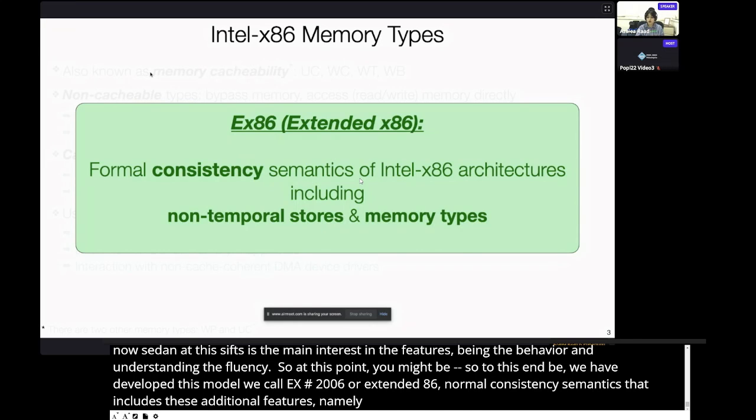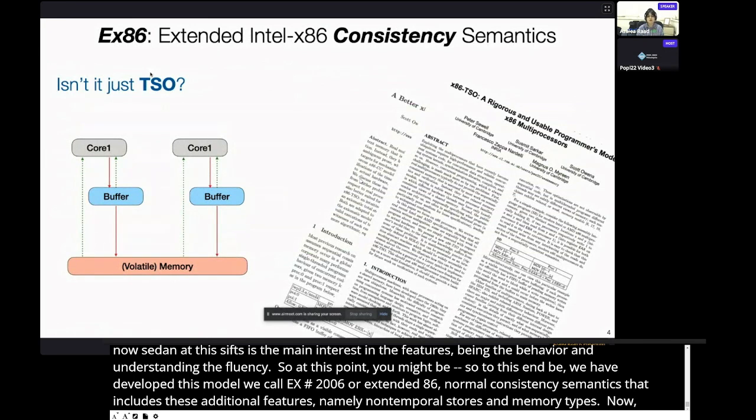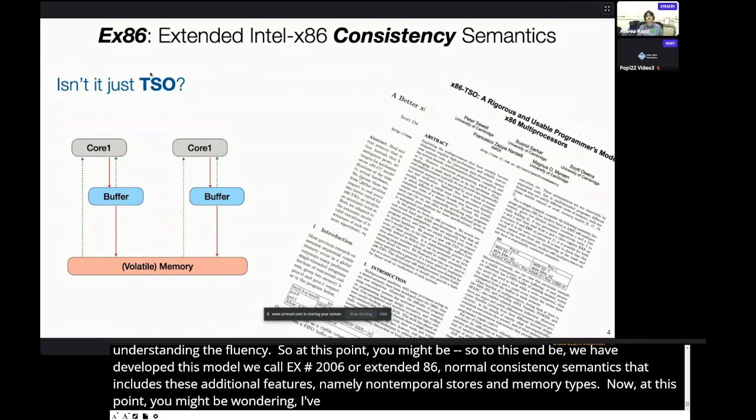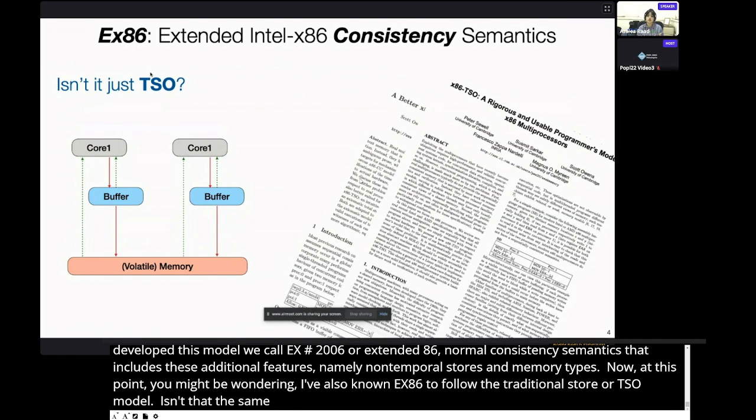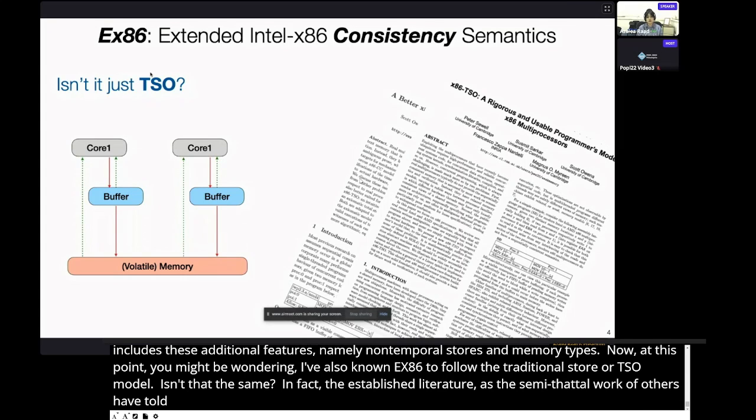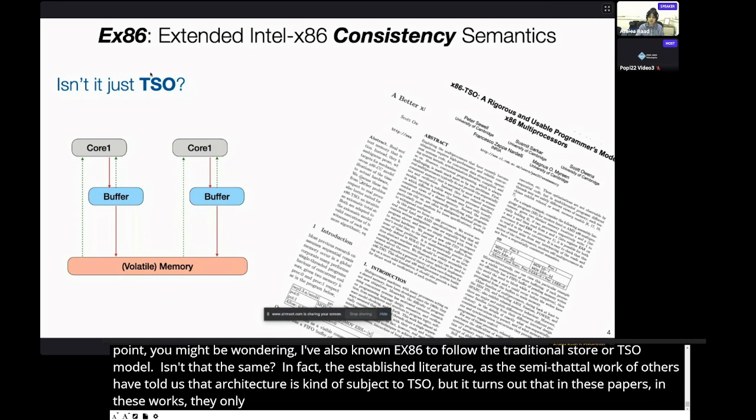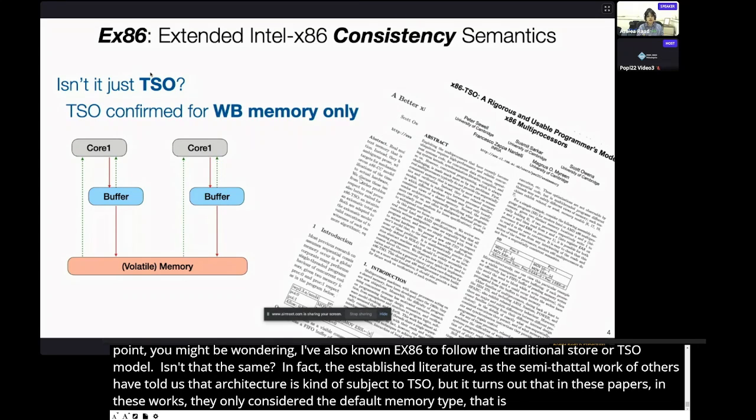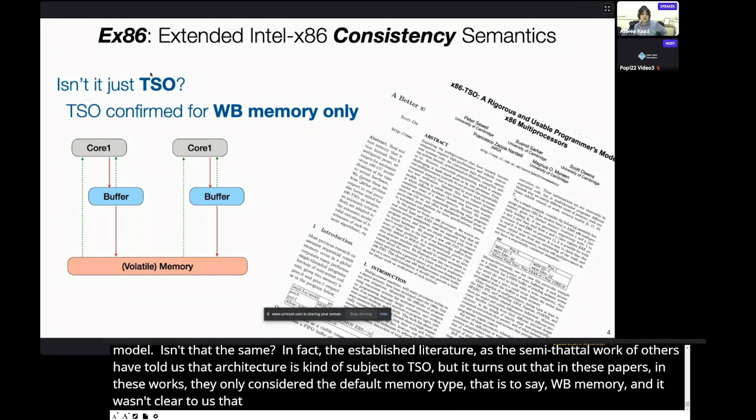Now, at this point, you might be wondering, well, I've always known Intel-x86 to follow the simple total store ordering, or the TSO model. Isn't that just the same? In fact, the established literature, that is the seminal work of Peter Sewell, Scott Owens, and others, has told us that Intel-x86 architectures are subject to TSO. But it turns out that in these works, we only considered the default memory type, that is to say, the WB memory. And it wasn't clear to us whether the rest of these memory types also follow the TSO model or not.